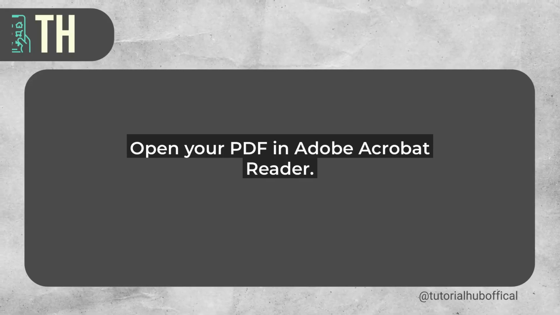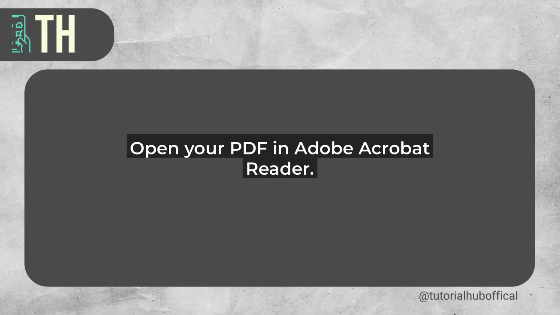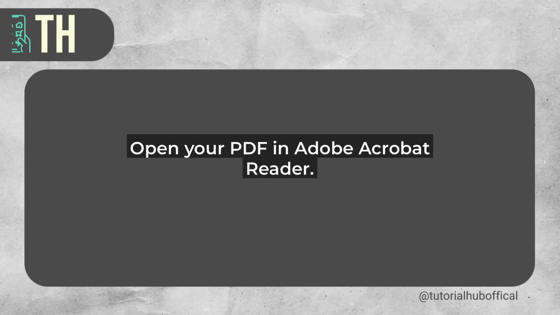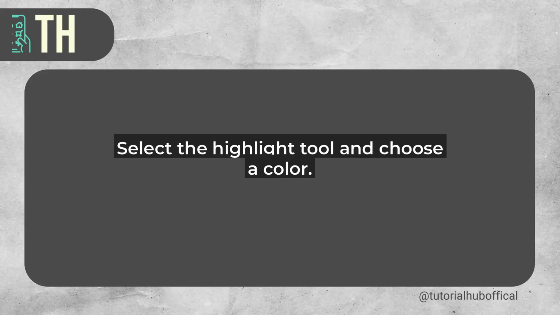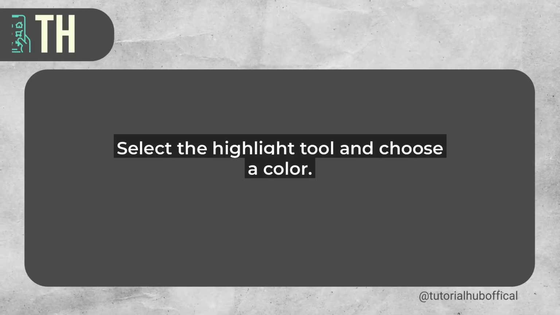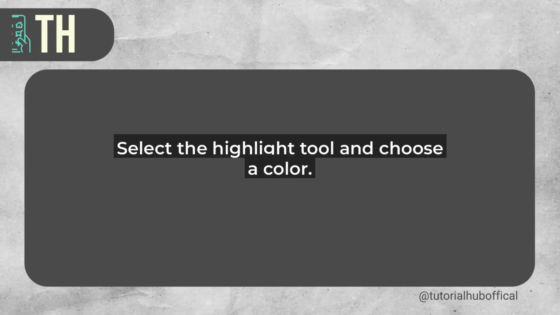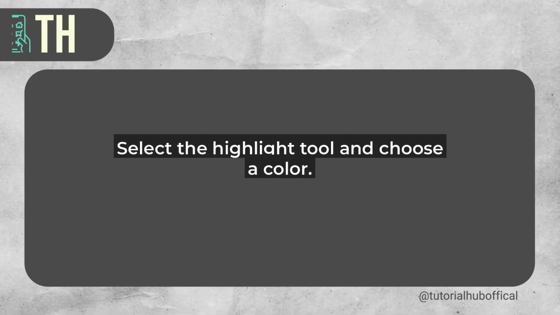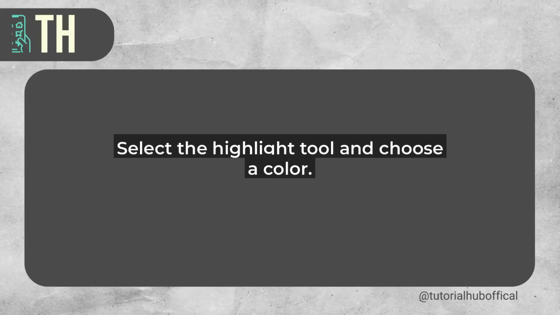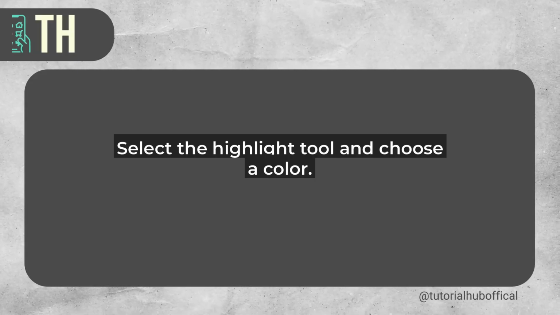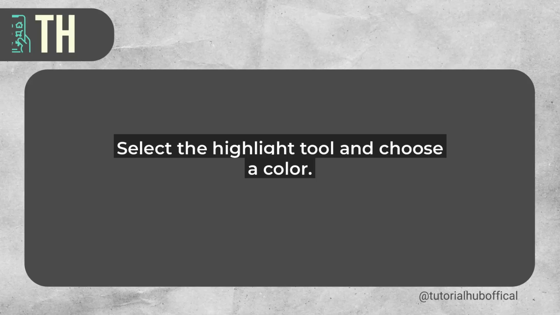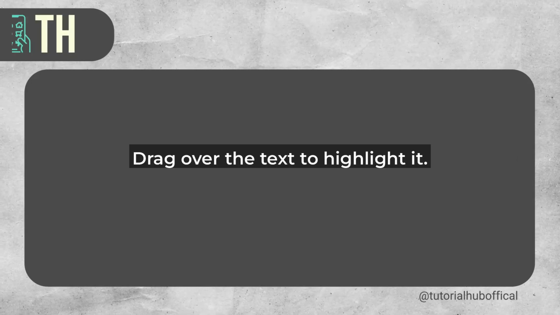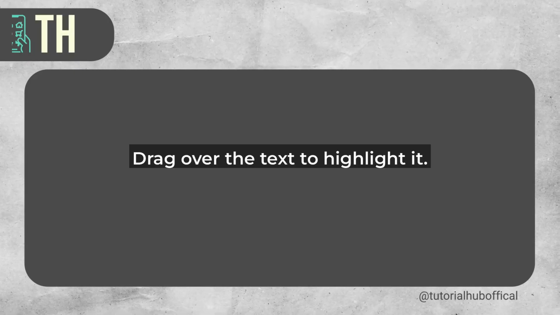Let's dive right in. First things first, you'll need a PDF file ready. Open it in a reliable viewer like Adobe Acrobat Reader, which is free to download. Once it's loaded, look for the highlighting tool. It's usually in the toolbar or under the Comment section. Click on it, select your desired color from the options. Yellow is a classic choice, but feel free to get creative with blues or greens, and then drag your cursor over the text you want to highlight.